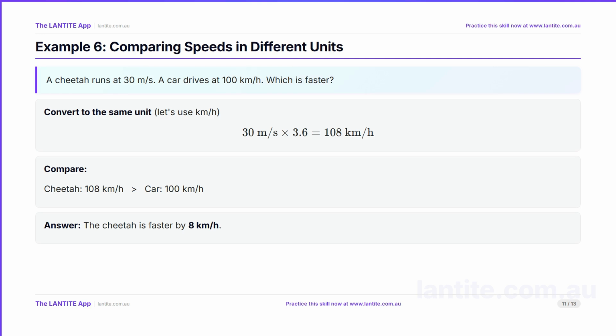When speeds are given in different units, you must convert to the same unit before comparing. A cheetah runs at 30 meters per second, and a car drives at 100 kilometers per hour. Convert the cheetah's speed to kilometers per hour by multiplying by 3.6. 30 times 3.6 equals 108 kilometers per hour. The cheetah at 108 kilometers per hour is faster than the car at 100 kilometers per hour by 8 kilometers per hour.